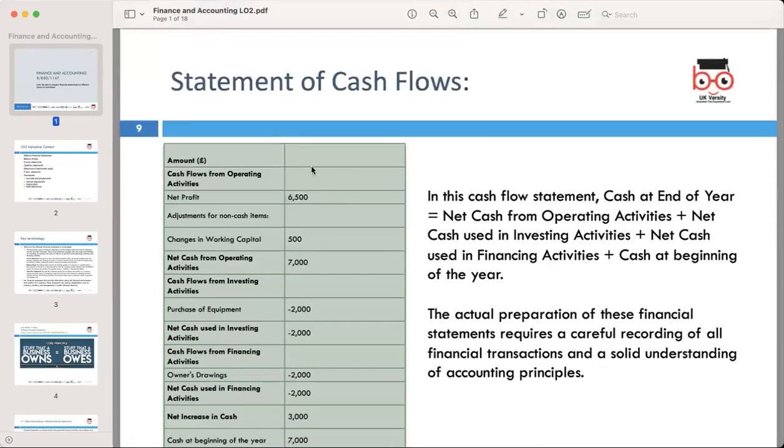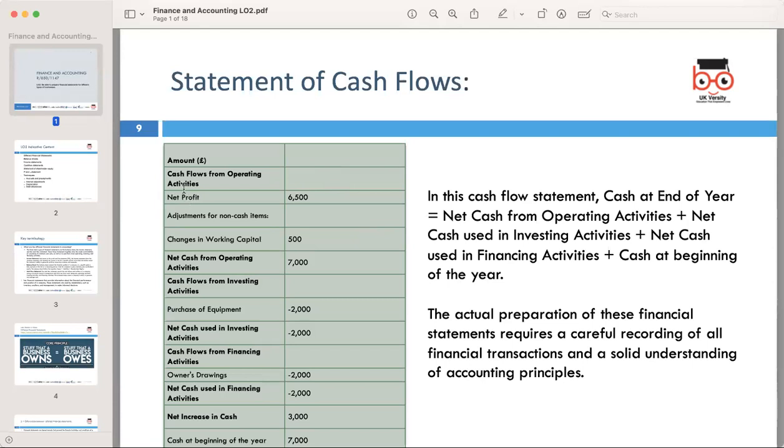Now, the cash flow statement is an important financial statement that provides insight into the cash inflows and outflows of a company during a specific period. This statement helps us understand how a company generates and utilizes its cash resources. So let's begin by analyzing the components of the cash flow. Cash flow from operating activities is the first section.